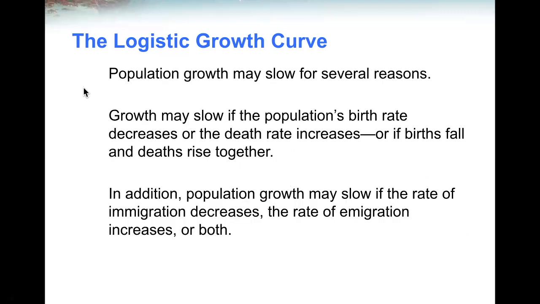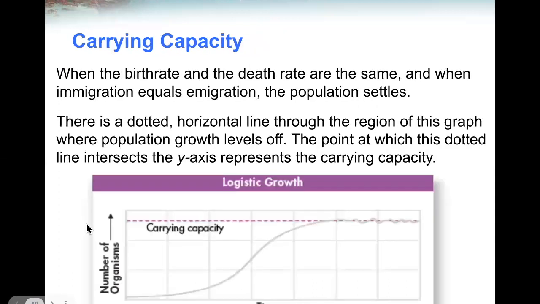Populations grow more slowly for several reasons. Growth may slow if the population's birth rate decreases or the death rate increases, or if births fall and deaths rise together. In addition, a population's growth may slow if the rate of immigration decreases or the rate of emigration increases, or both. When the birth rate and death rate are the same, and when immigration equals emigration, the population settles.